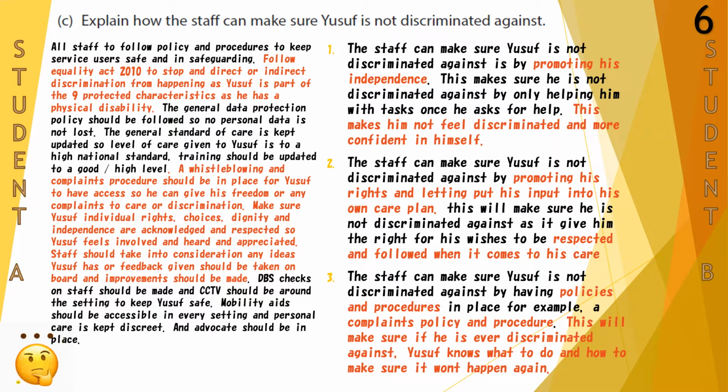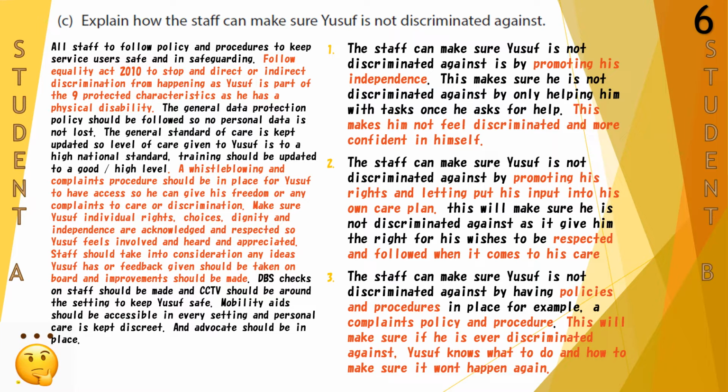CCTV may be on the border of preventing discrimination, but in here they talk about keeping him safe again. Mobility aids, again, it's more about personal care being kept discreet, so that's about data protection. Advocate is about helping him express himself. Wasn't really masses in there. Student B, their answer is laid out in a much clearer way.